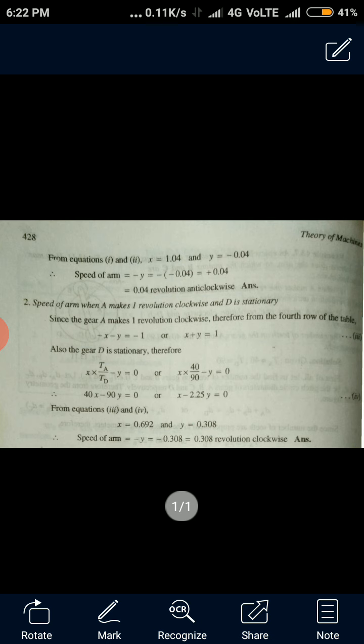That is case 1. Coming to case 2, what it says: the arm makes one revolution clockwise. Again from the table, speed of gear A is what? x minus y equal to minus 1. That is, x plus y equal to 1. And gear D is stationary. From the table, speed of gear is x TA by TD minus y. Stationary means it is fixed, so that's why speed will be 0.